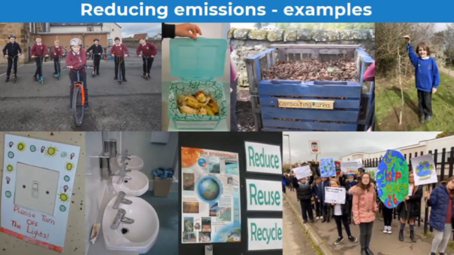Here are some examples of what you can do to reduce greenhouse gas emissions and help expand greenhouse gas absorption in your school. You could help increase active travel and the use of public transport rather than using cars. You could reduce energy waste by turning lights off and reduce heating and hot water waste. You could only use what you need and reduce waste through reduce, reuse, recycle.